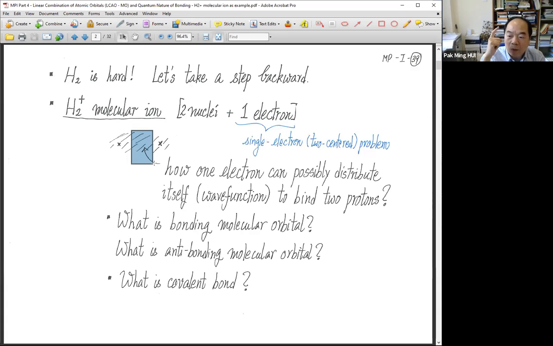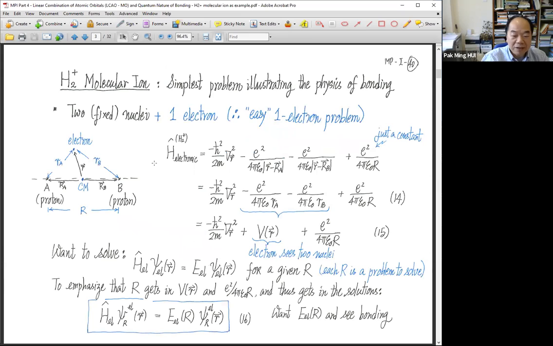That exists. One electron can bind two centers. How? What is the wave function? How will the electron probability density spread in this region? So let's work this easier problem out.